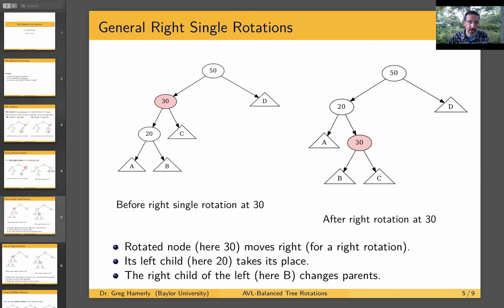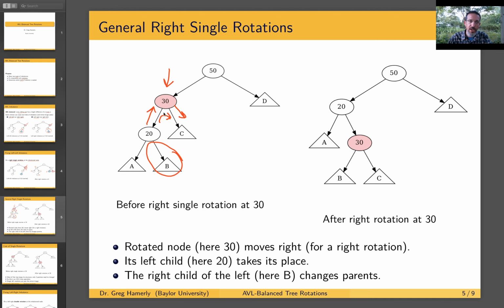Here is the general idea behind a right single rotation, not for a specific example necessarily, but for a more generic idea of maybe a rotation in the middle of a much larger tree. If we want to do the rotation to the right at 30, so we're thinking about a right rotation at node 30, 30 is going to be demoted, 20 is promoted into its place, and there's one extra piece of information that we have to keep track of. What's going to happen to B?